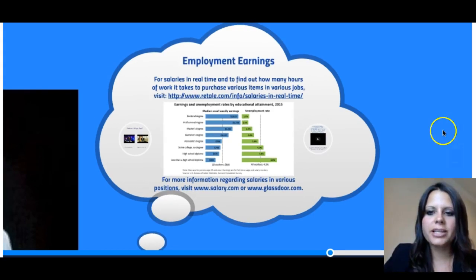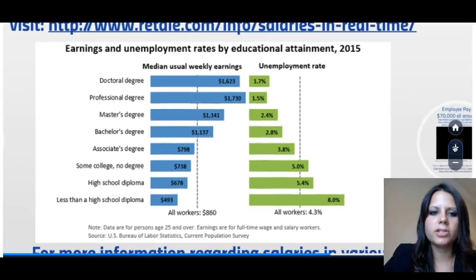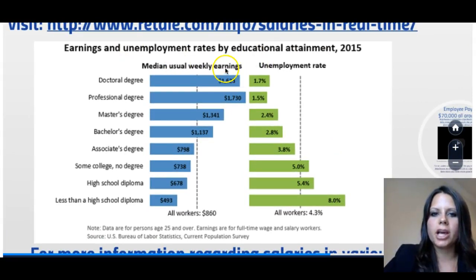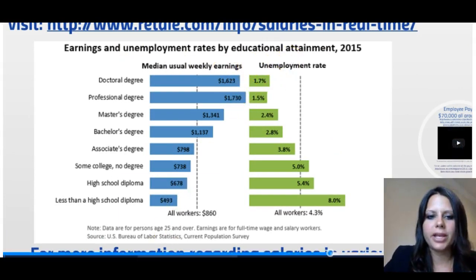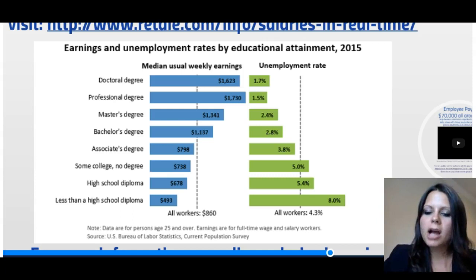So I'm going to zoom in now on the screen to this chart, which shows the earnings and the unemployment rates by educational attainment. And a lot of times I'm getting this question and people are concerned about, is the degree worth it? And I always like to make the point, it's not going to hurt anything unless you're spending too much money obtaining it. So this is data for persons age 25 and older based on their earnings for full-time wages and salary workers from the Bureau of Labor Statistics, a great credible source.